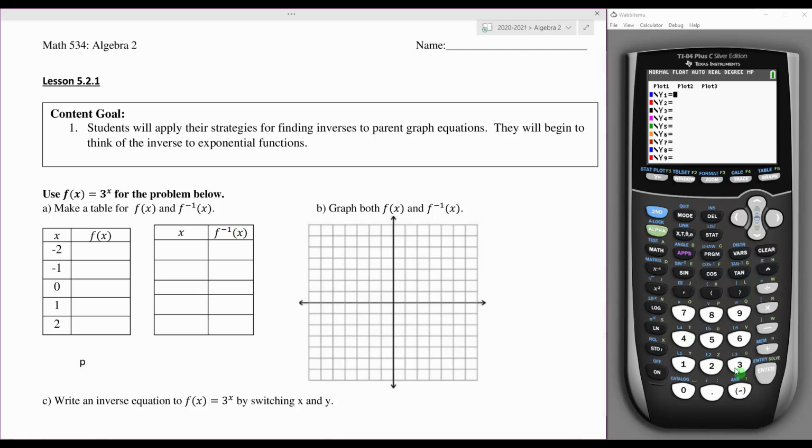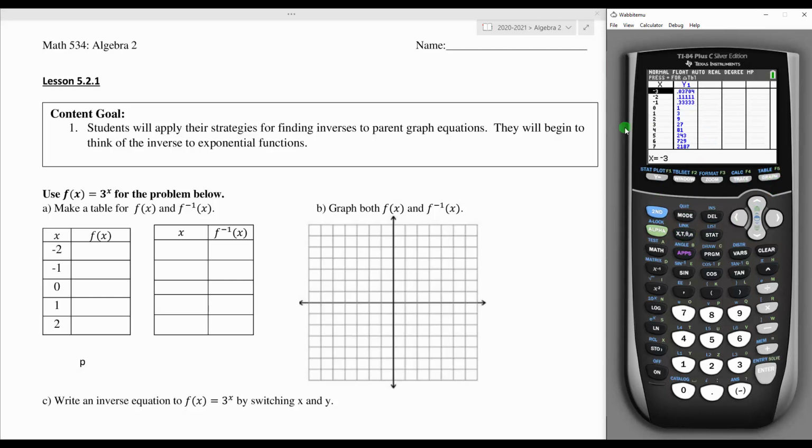So over here on my calculator, I'm just going to go ahead and hit that y equals button. That will take me to this entry screen here, and I'm going to take 3 and raise it to the x power just like that. So 3, and then you hit this little caret key, and then the x button. And I'm going to go right to the table to get my values here.